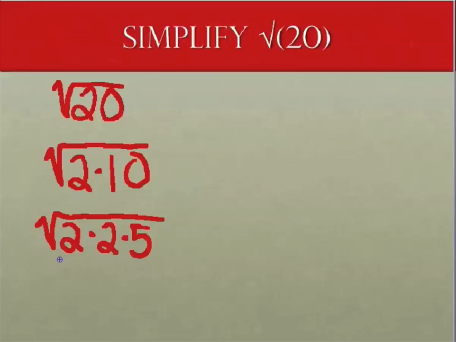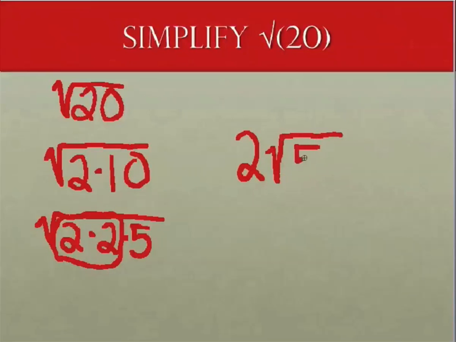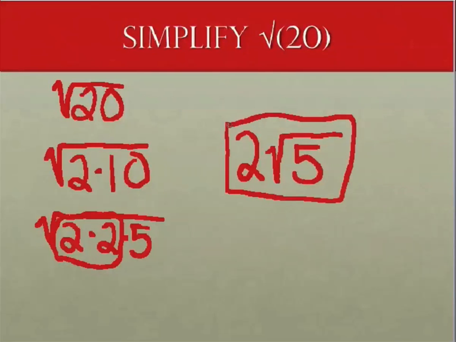Now we can simplify the radical. Since there are 2 2's, we can bring them both out, and we get 2 times the square root of 5. And that is the root of 20 simplified.